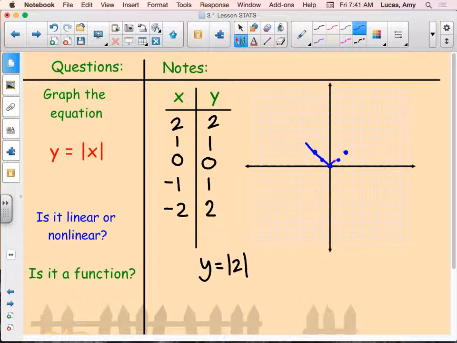This is a V-shaped graph, so it is not linear. It is not linear again. Absolute value graphs are V's, but it is a function. It passes the vertical line test.